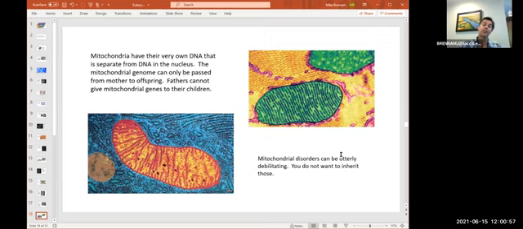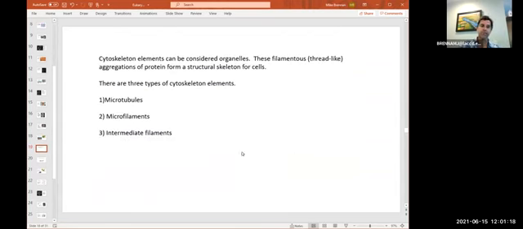Anyway, mitochondrial disorders, very debilitating. You do not want to have to inherit those. Okay, so we have some nice colorized transmission electron micrographs of mitochondria with all their internal layered structures, very up close and personal here. We'll talk more about these in physiology class when we cover cell respiration.